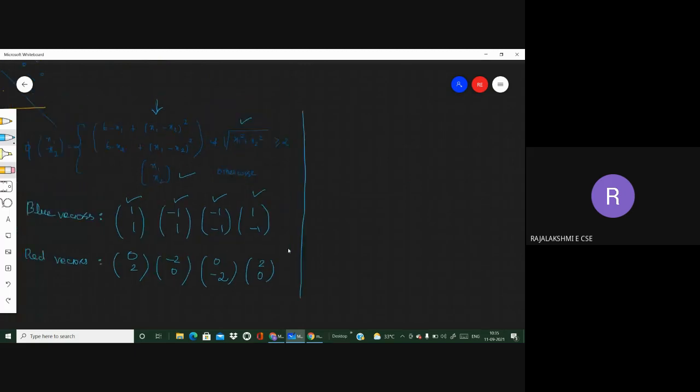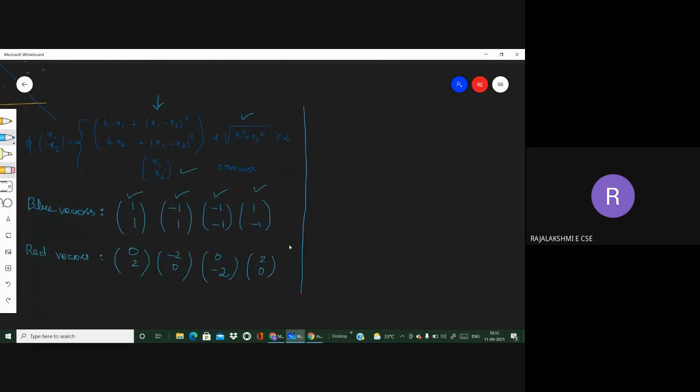இப்போ வாங்க ரெட் வெக்டர்ஸ். அதே மாதிரி இந்த ரூட் ஆஃப் x1 ஸ்கொயர் பிளஸ் x2 ஸ்கொயர் சப்ஸ்டிடியூட் பண்ணு. What is the value you are getting? Root of 2 square you will be getting. Yes or no? If I substitute this one in root of x1 square plus x2 square, I will be getting root of 0 square plus 2 square. That is 4. Root of 4 is what? Root of 4 is 2. So greater than or equal to 2. அப்ப equal to 2 கிடைச்சிருச்சு.